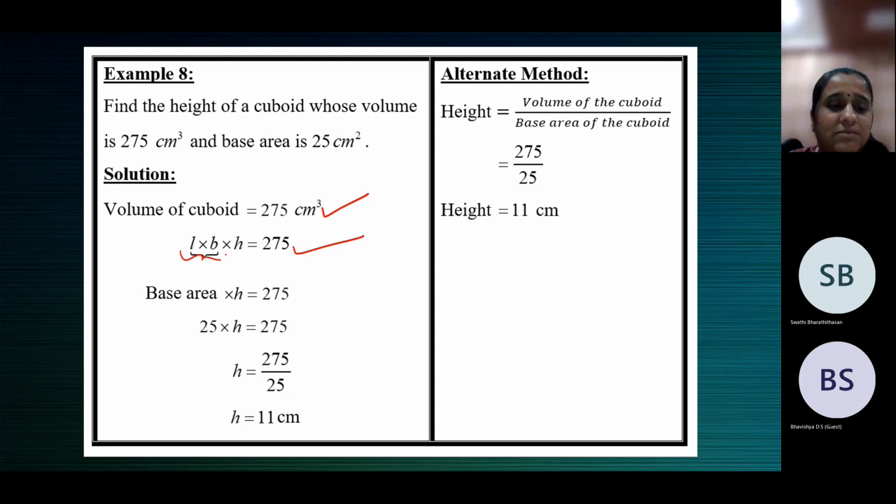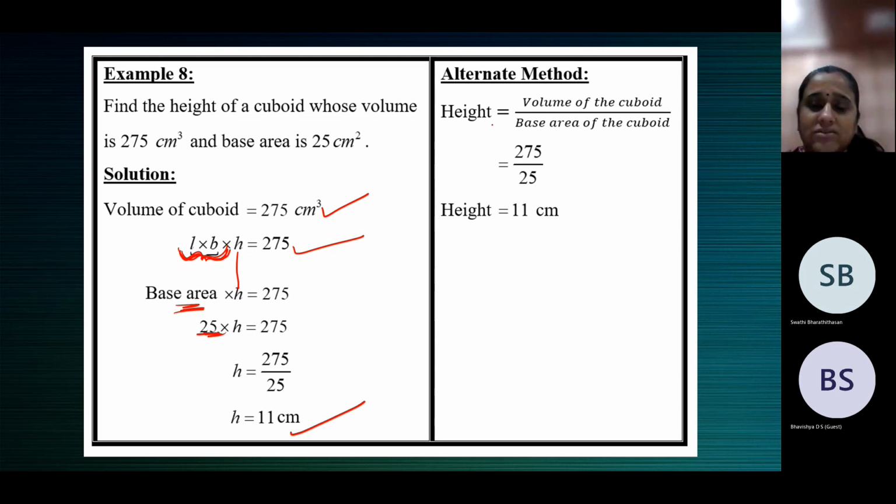Now L into B is nothing but base area, because length into breadth is base area. The base of a cuboid is a rectangle. L into B is the area of a rectangle. So L into B is base area. Base area into height is equal to 275. So the base area is given to be 25. So 25 into H is equal to 275. H is equal to 275 by 25, which is 11.